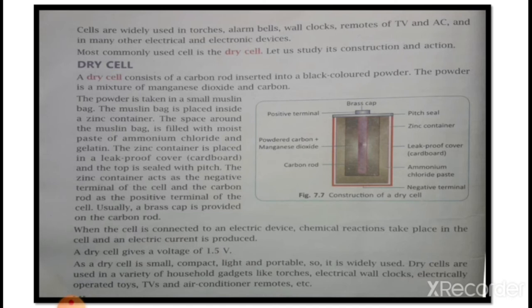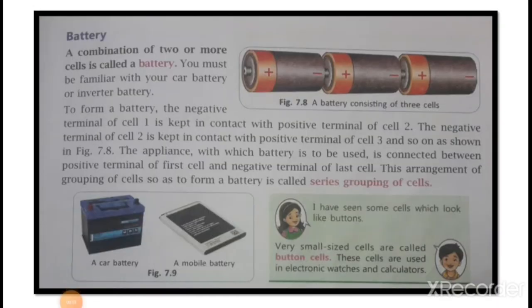Okay, so like torches, electric wall clocks, electrically operated toys, TVs and air conditioner remotes, etc. So these are the applications of dry cell. Batteries: a combination of two or more cells is called a battery.